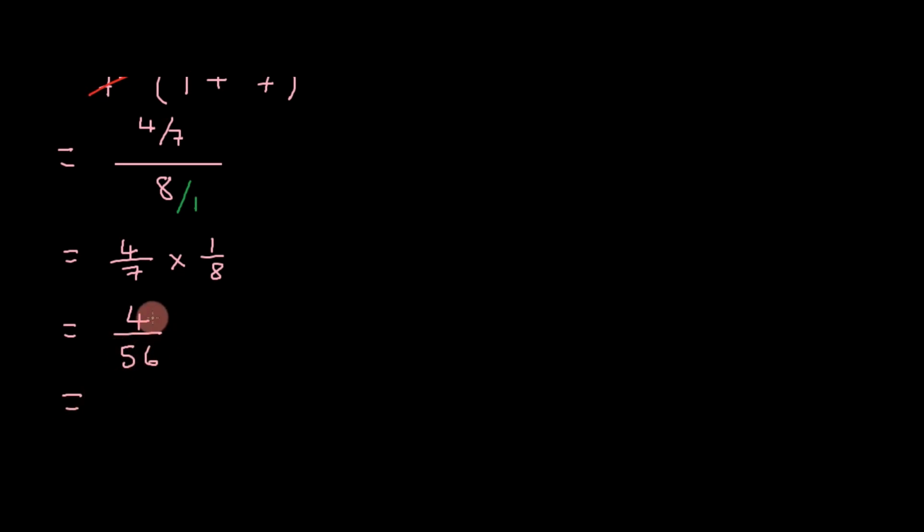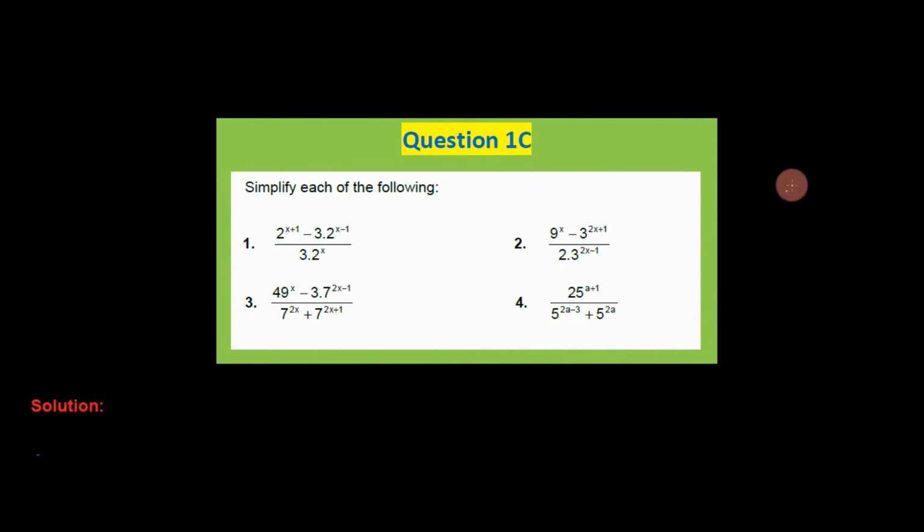And of course, we can divide by 2 in both the numerator and the denominator. In fact, we can divide by 4. So 4 into itself once, and into 56 14 times. We could, of course, have cancelled 4 into 8 here to give 2, and that will give us 1 over 14 as well. Let's look at the last expression.